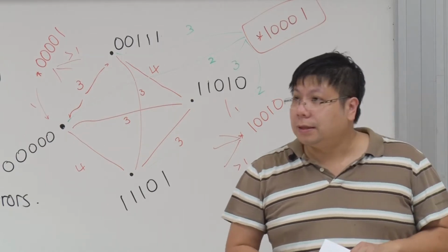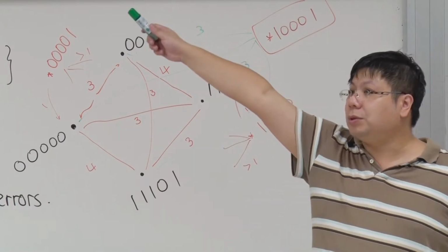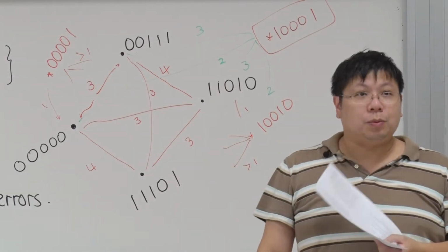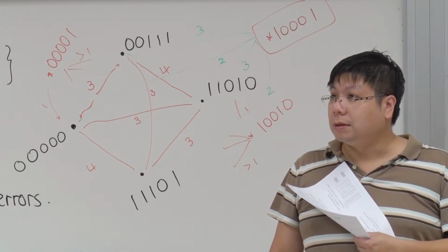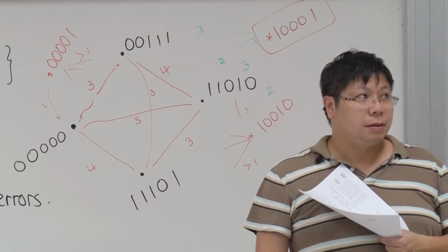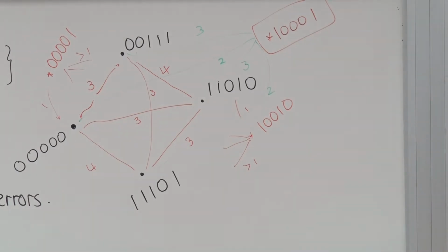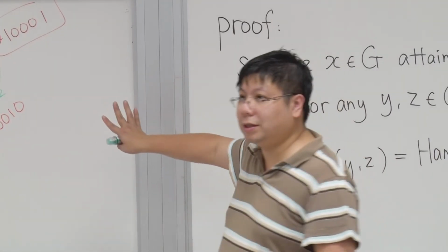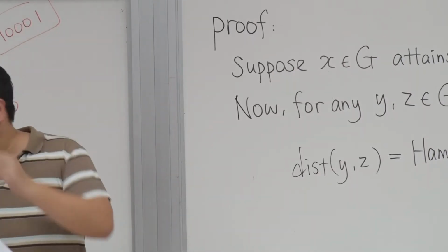So in this case, when the distance is at least 2t plus 1, that means we can correct up to t errors, and we can detect up to how many errors? Up to t plus 1 errors. Is that okay in this particular case? Well, we need to check. Okay, correct is correct. But detect, we need to find out.